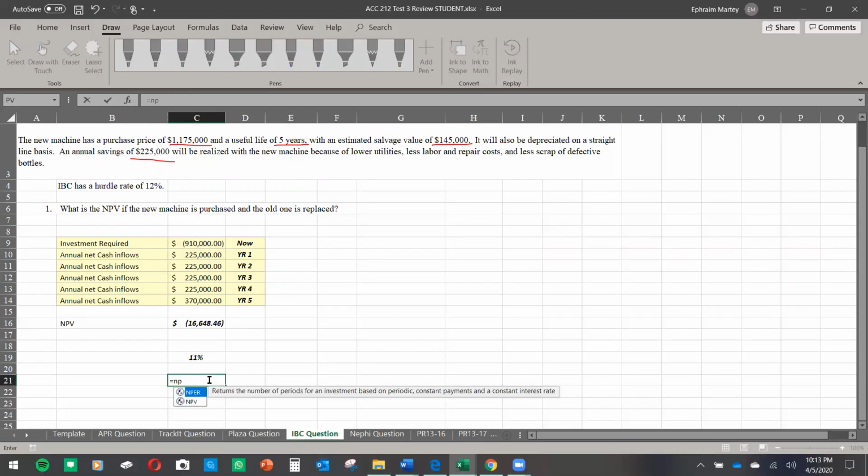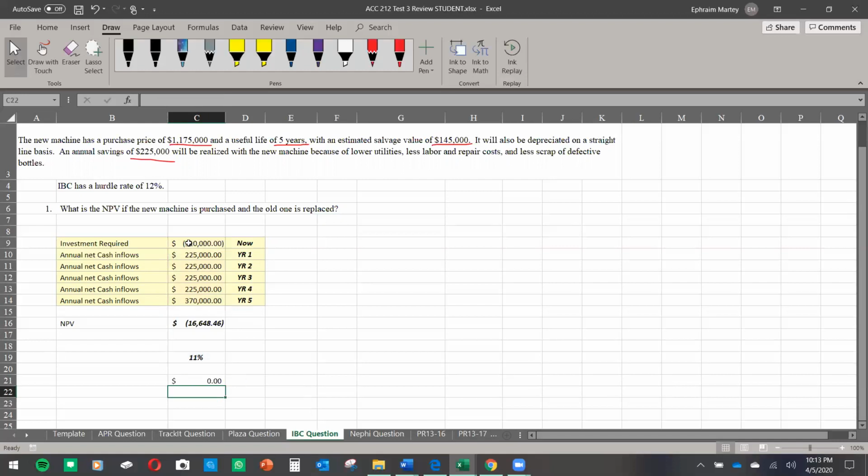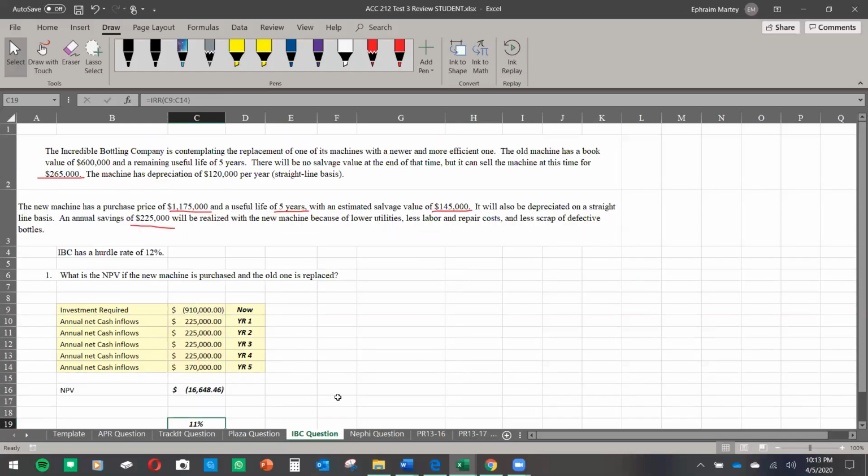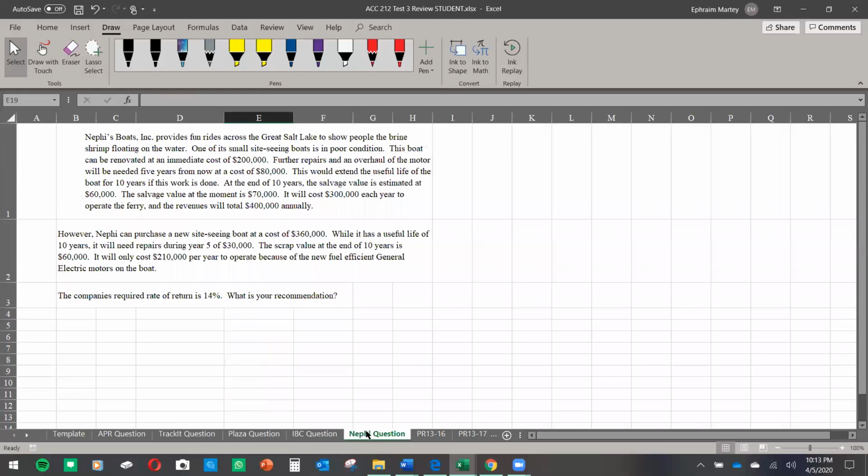So we have our NPV, we open parentheses. Let's select this rate, comma, okay. Select everything here, close parentheses, plus the 910,000. So the NPV will be 0 at the rate of 11%. Okay. So if they were to invest at the higher rate of 11%, they would have a net present value of 0. Okay, but this one is negative. Okay. So let's move on now that we have this one good. I'm glad everything is going well right now.